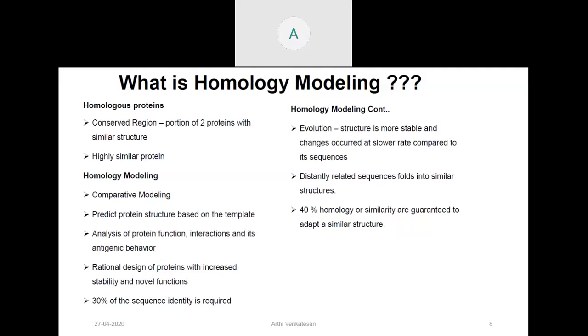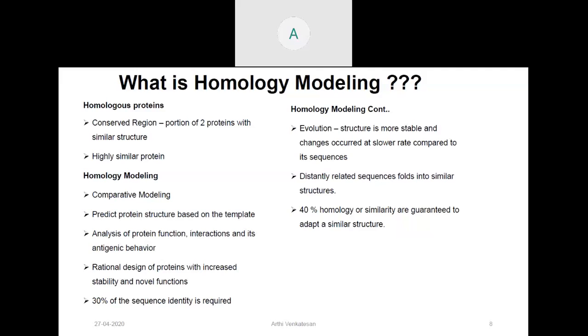As Magesh has already mentioned, 30% sequence identity is required to build a model. If you're not getting 30% sequence identity, or not getting enough sequence identity, then you need to go for the ab initio method. You don't have any other option. And if you are getting more than 30%, or more than 50 or 60 percent, then you can go for threading also.